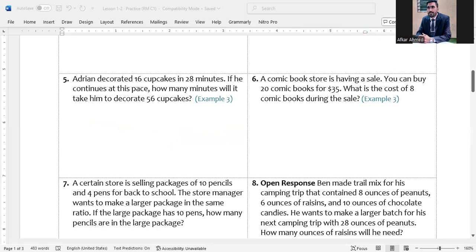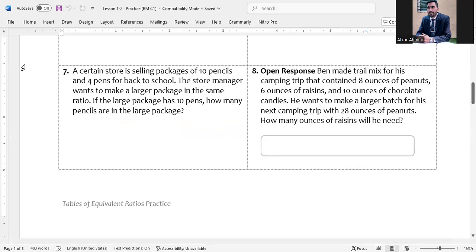Okay. Same, we will do question number 7. Question number 7 is: a certain store is selling a package of 10 pencils and 4 pens. So for that I will write the fraction here. First is the number of pencils, so let us write pencils, and in the denominator I will write the number of pens.